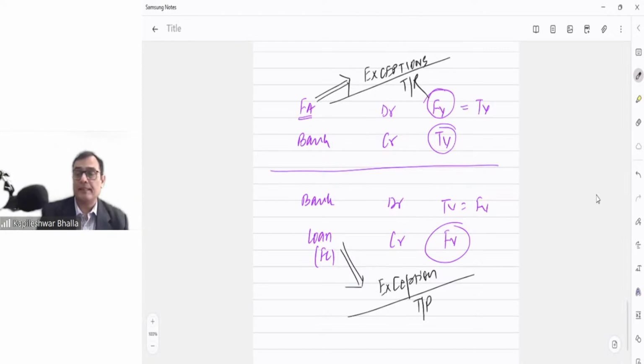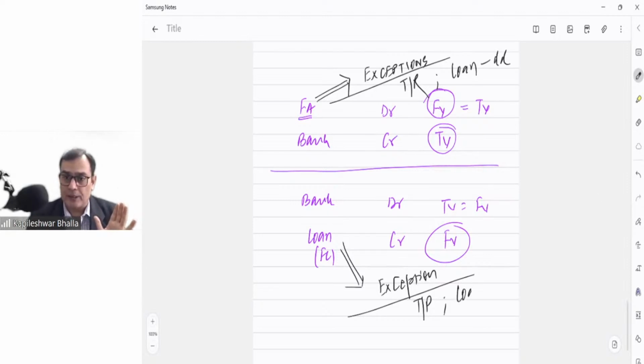Just like a financial asset, a trade receivable gets recorded at a transaction value. Similarly, a financial liability, trade payables, is taken at a transaction value. Then there are certain loans which are recoverable on demand. You've given a loan to someone and that loan is recoverable on demand. Then also it is taken at a transaction value and the fair value concept doesn't apply. And similarly, if there is a loan which is payable on demand, it is again supposed to be taken at a transaction value.